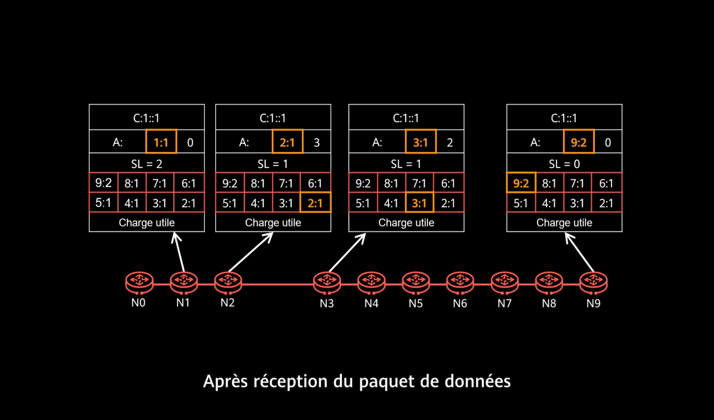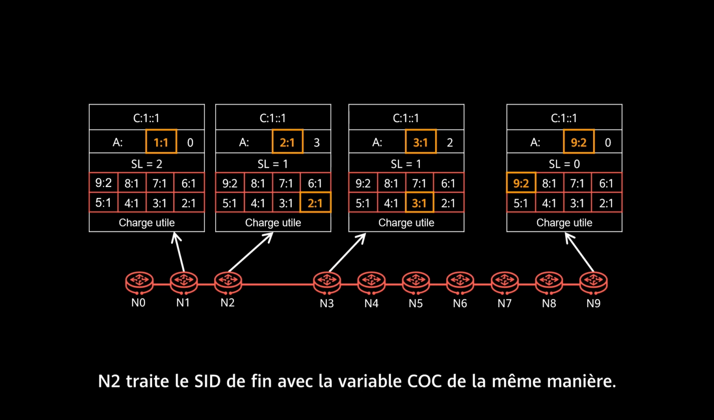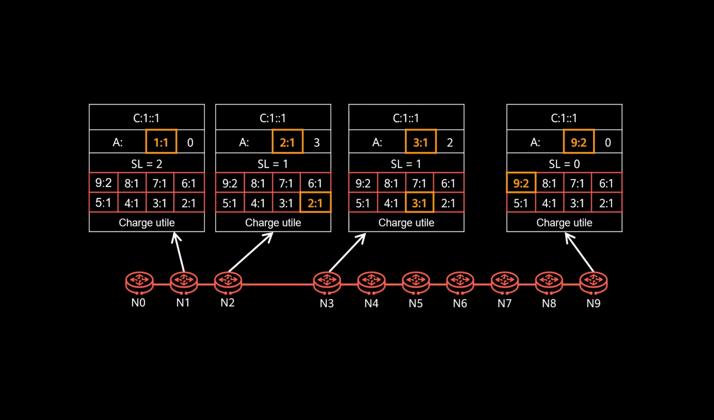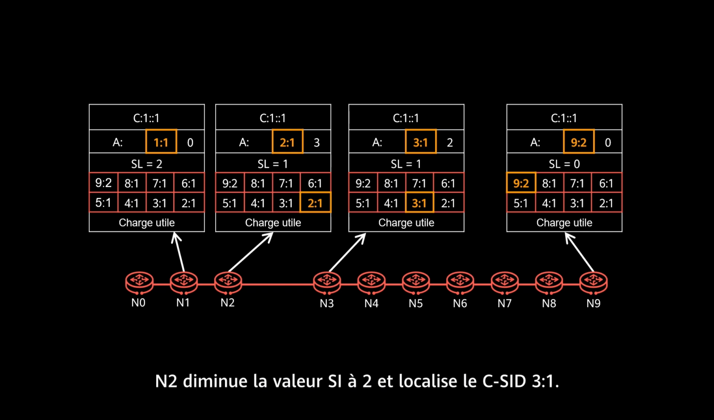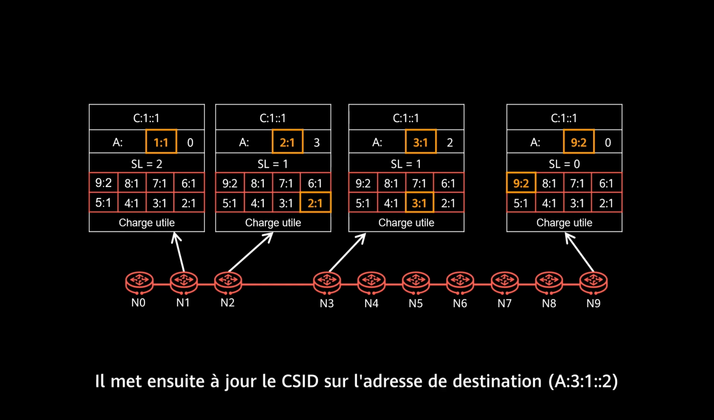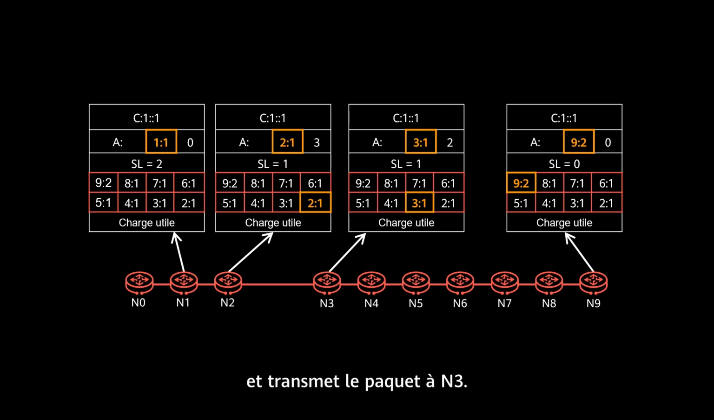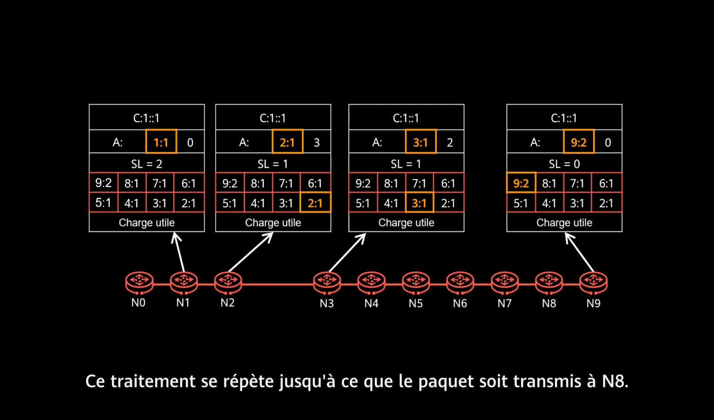After receiving the data packet, node 2 processes the COC flavor and SID in a similar way. Because the SI value is greater than 0 now, node 2 decrements the SI value to 2 and locates the next C-SID 3:1, then updates the C-SID to the DA and forwards the packet to the next hop, node 3. This processing repeats until the packet is forwarded to node 8.